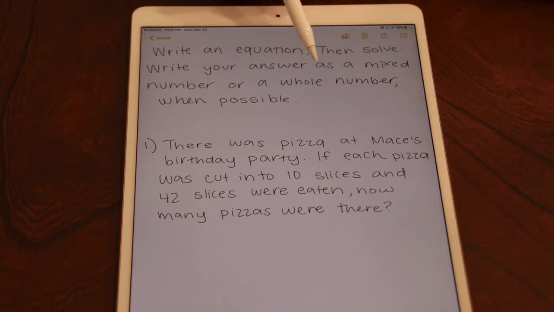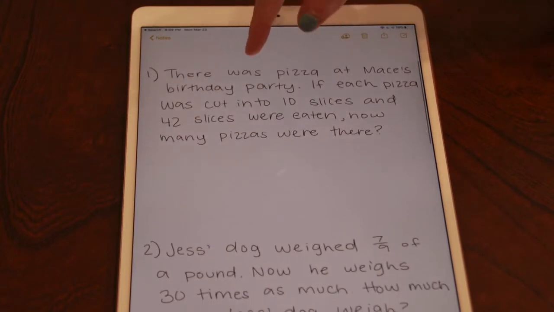Remember, it's okay to get a whole number every once in a while. Sometimes it might be a mixed number, sometimes it might be a whole number. If you get an improper fraction, you can't leave it, you need to change it. Okay, so let's look at this first one.